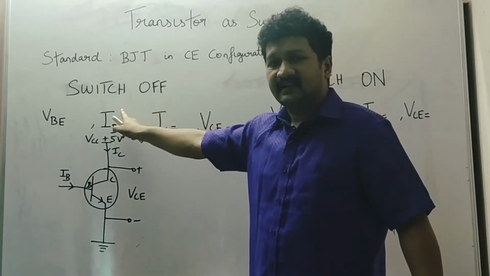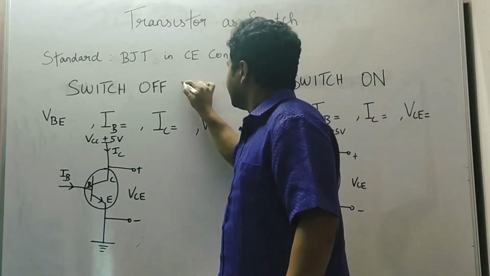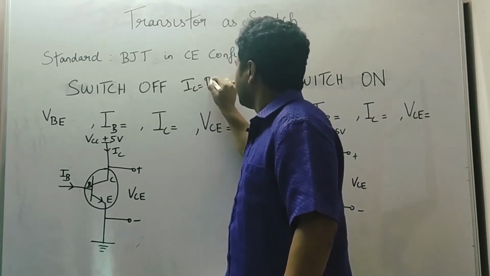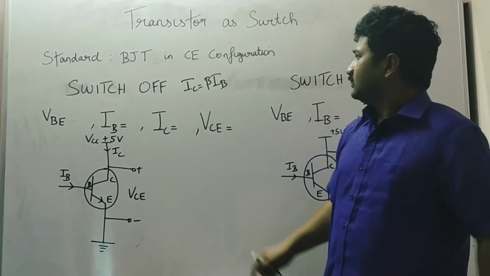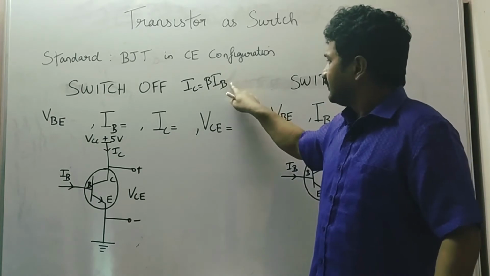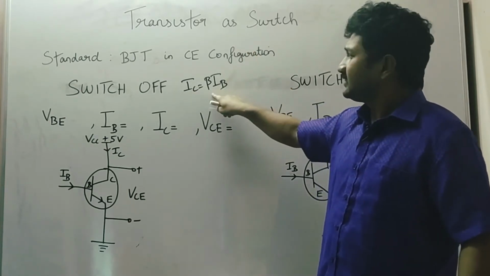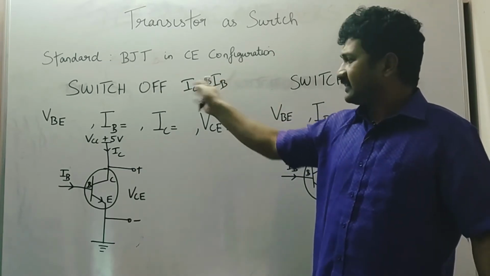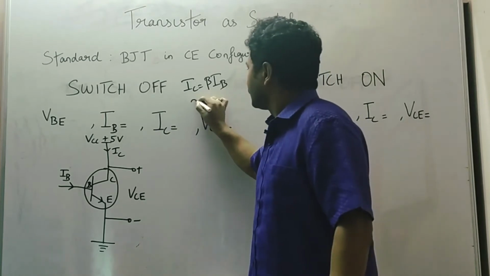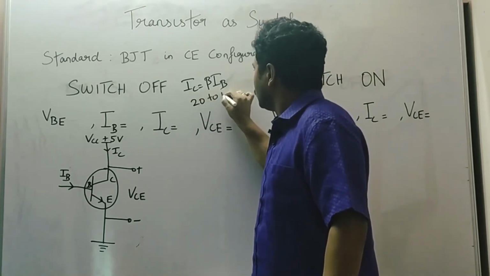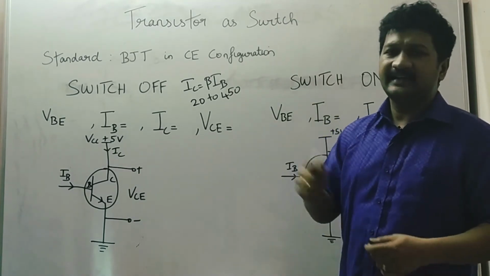Based on the base current, this collector current will rise, because we know IC equal to beta IB. So based on the value of IB, IC increases. Beta is the current gain of the transistor. Every transistor has a beta ranging from 20 to 450 or even 500.